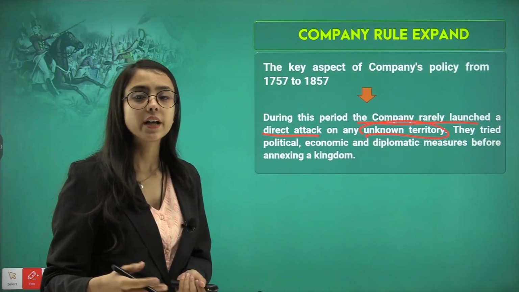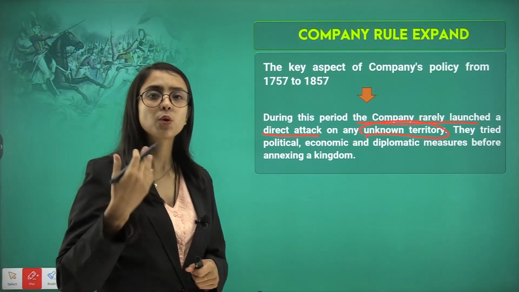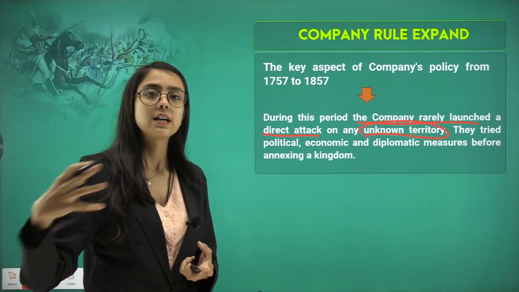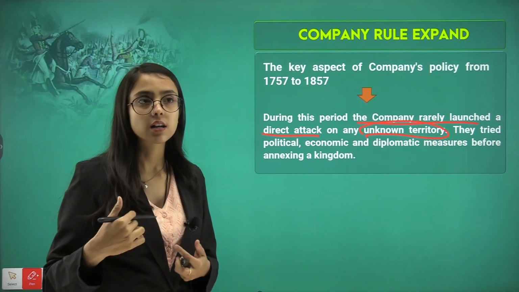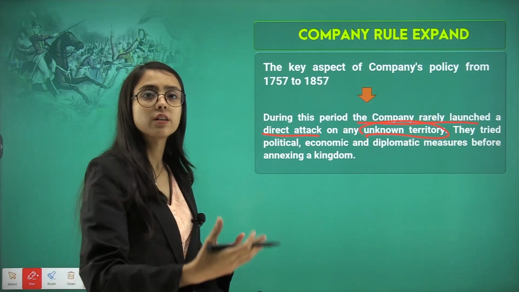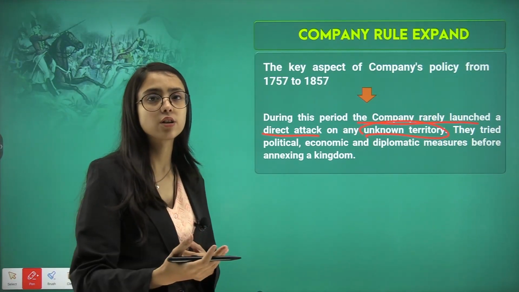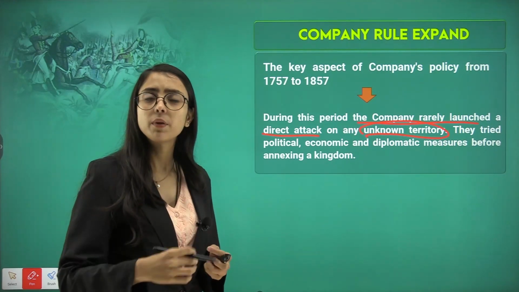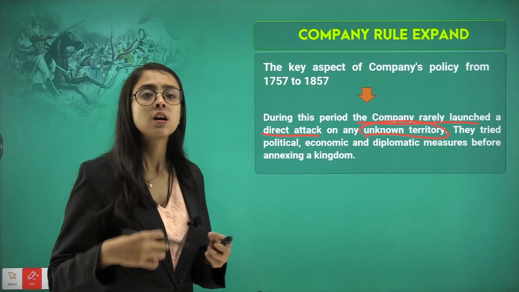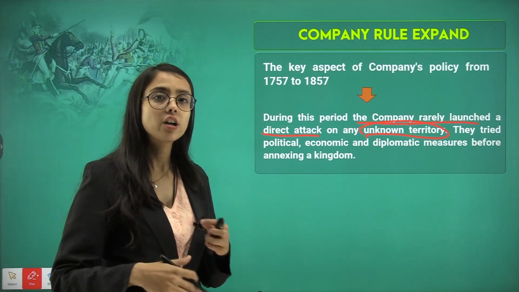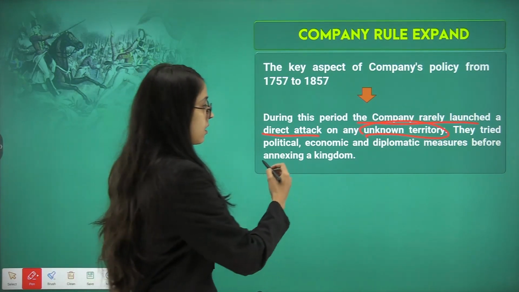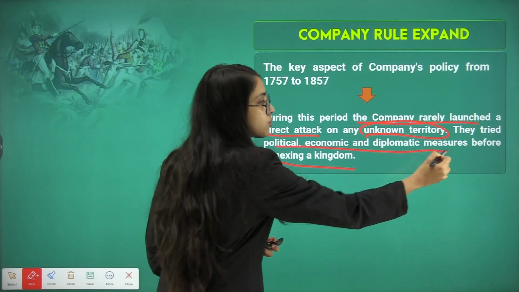So, they tried political, economic, and diplomatic measures in order to annex the kingdom. They started to talk with kings so that they would surrender themselves, or economic benefits were provided to rich rulers. Diplomatic measures were taken so that the kings and rulers would already surrender to them. So, these three things are important to note here.